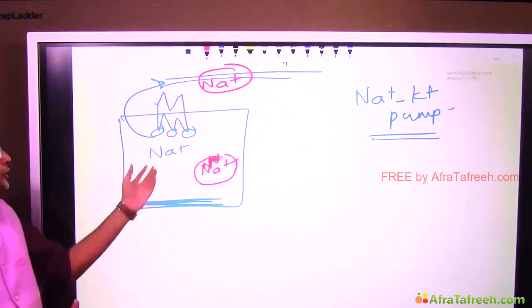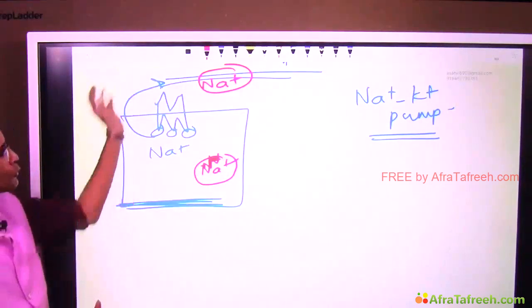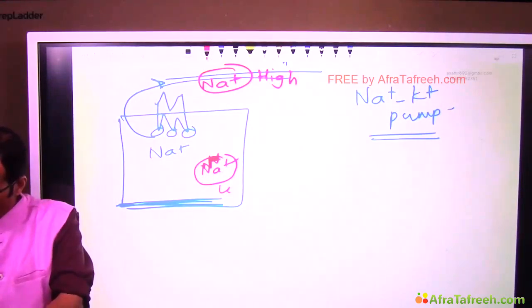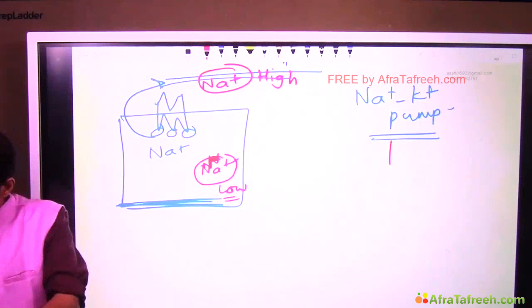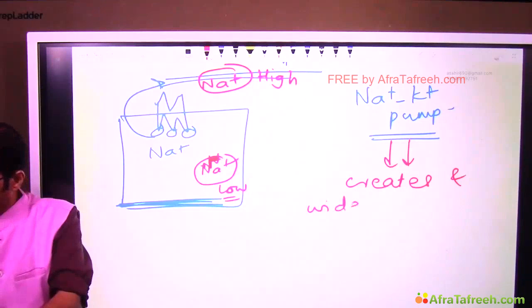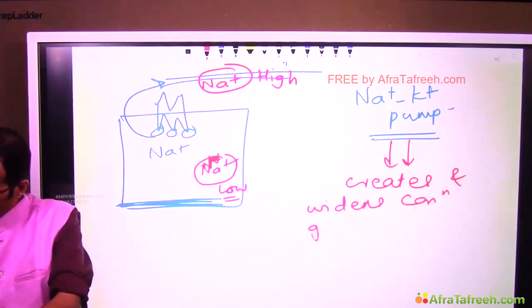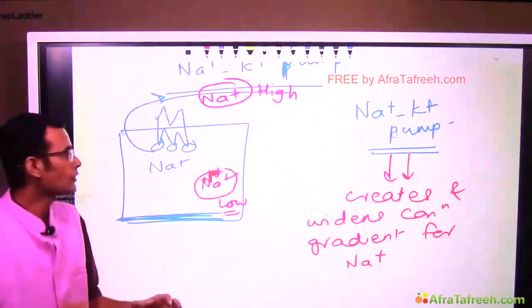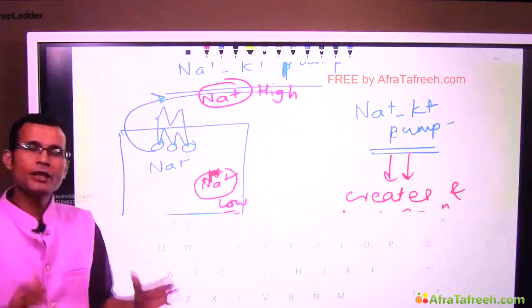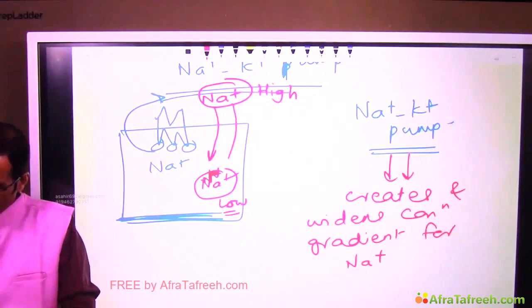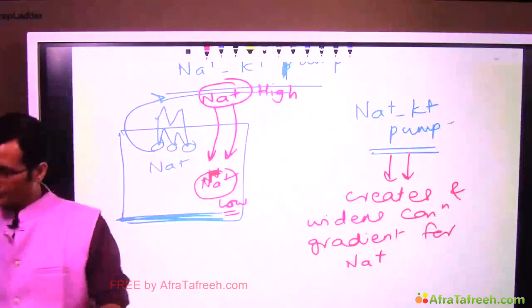By the action of the sodium potassium pump, the pump has thrown out the sodium. So sodium will be high on the outside and remain low on the inside. So the sodium potassium pump creates and widens the concentration gradient for sodium. Now I am making a critical point. In this concentration gradient, there is a potential energy, there is a pull by which sodium will now be driven inward from high to low concentration.